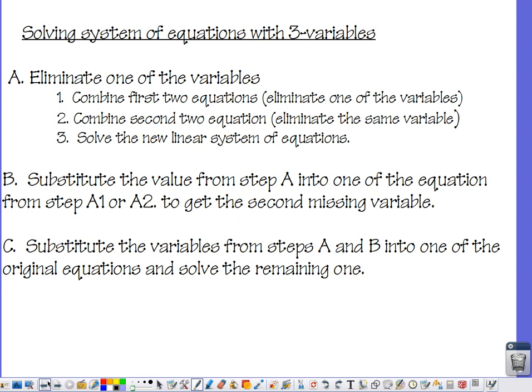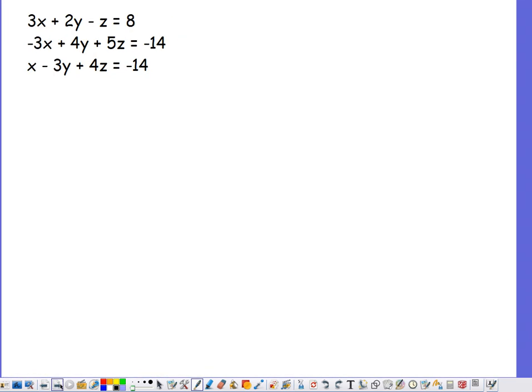Then you're going to use the elimination method, and you're going to eliminate the second variable to get it down to one variable so you can actually solve this thing. Okay, and then, once you get that last variable, you're going to work your way backwards to find out what the other two are. So let's take a look at this.